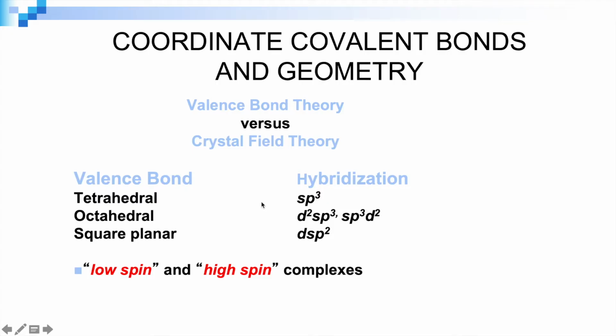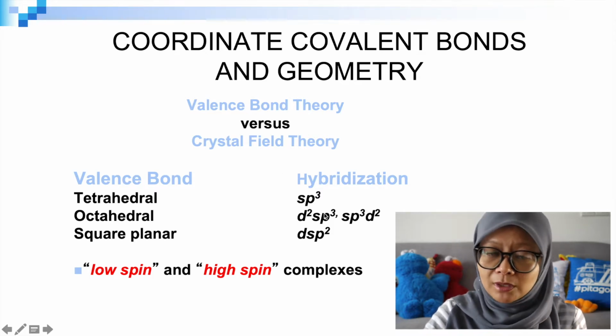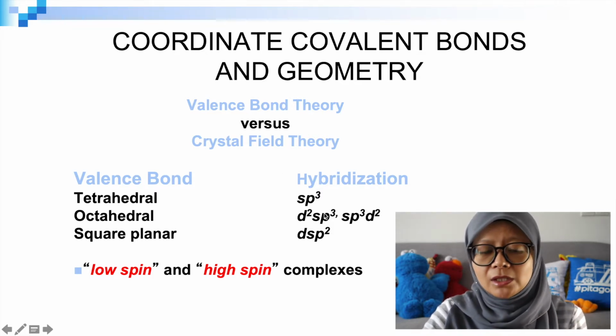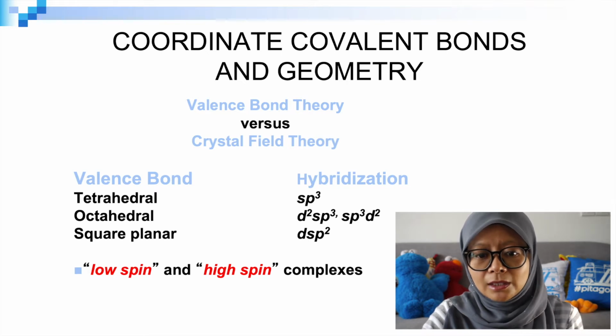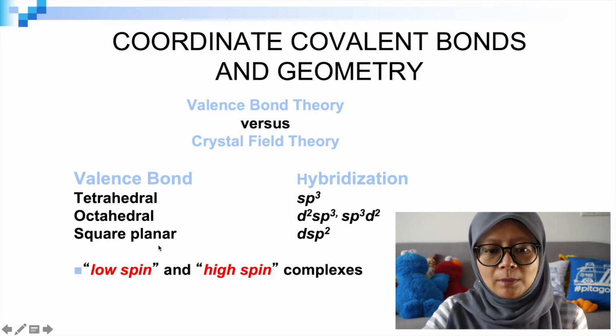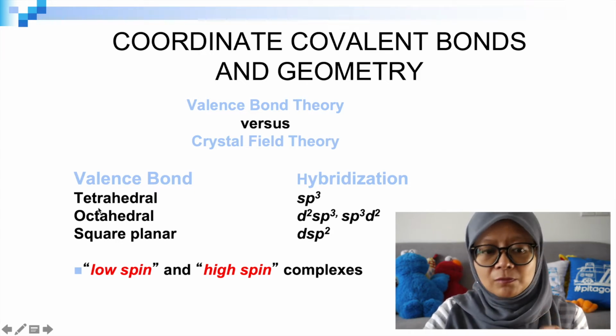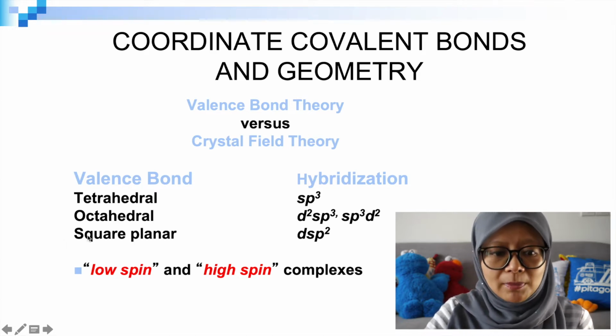If you have the tetrahedral geometry, you will have sp3 hybridization, and if you have octahedral geometry, you will have two different hybridizations, whether they are d2sp3 or sp3d2, and last but not least, square planar dsp2. In this part, as I mentioned before, we will discuss the tetrahedral and also square planar.